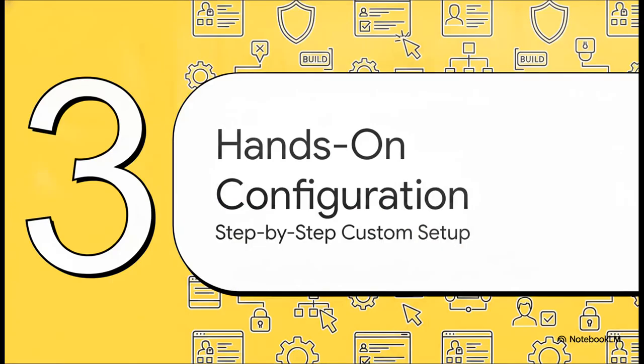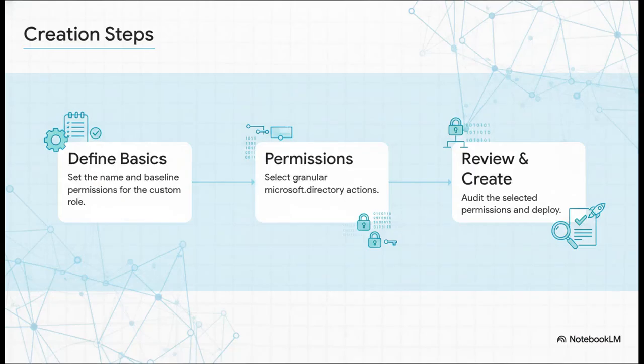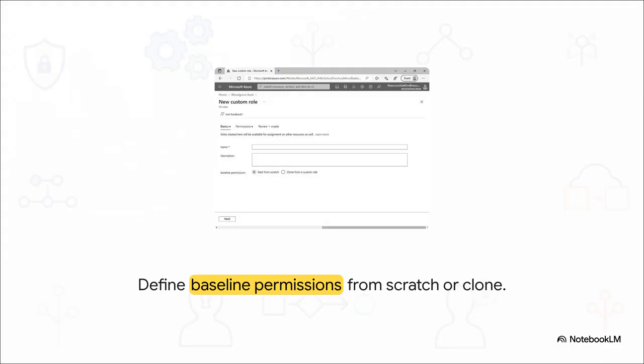Let's get right into part 3, hands-on configuration for a step-by-step custom setup. Creating a custom role is a super logical 3-step process designed by Microsoft specifically to stop you from accidentally over-provisioning. You define the basics, you handpick your granular permissions, and then you do a careful review before hitting create. Simple, right?